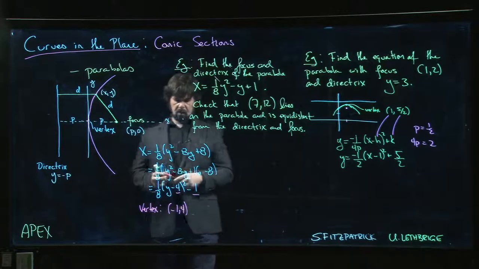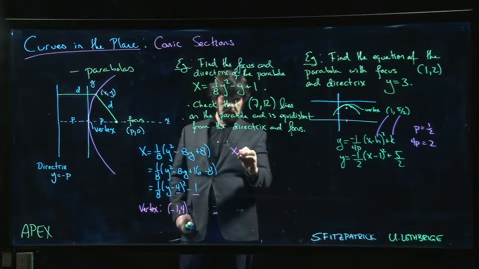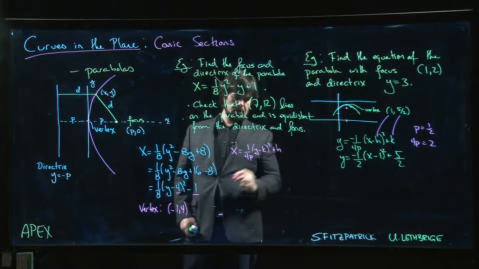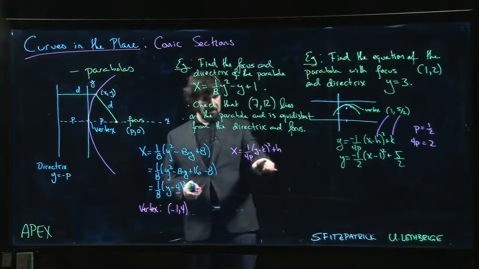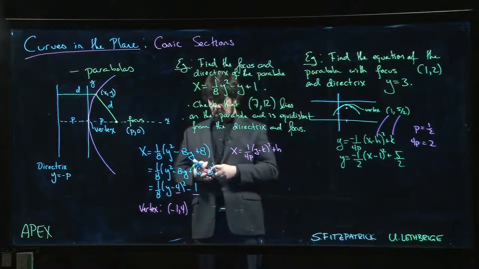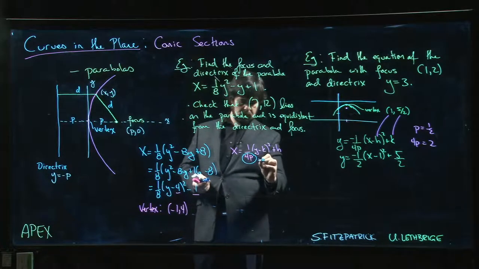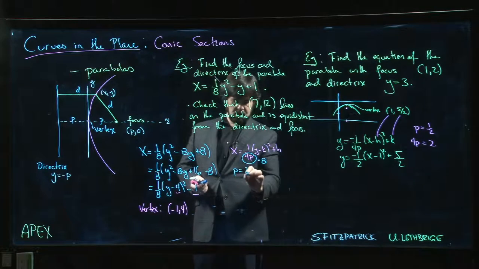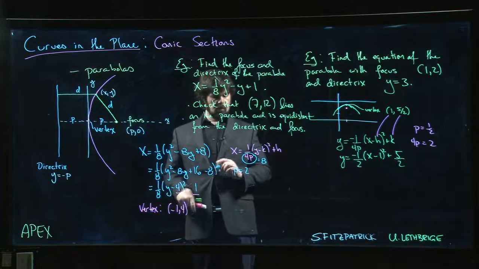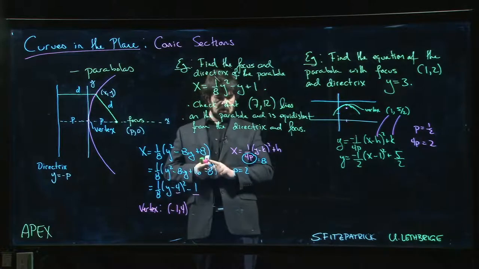Now, the next thing we want, remember that the general form looks something like this: 1 over 4p, y minus k squared, plus h. So we've identified k is equal to 4, h is minus 1. We can also identify p. 1 over 4p is equal to 1 over 8, so we know that p has to equal 2. So x is 1 over 4 times 2 times y minus 4 all squared, subtract 1. There we go. So we've got p.